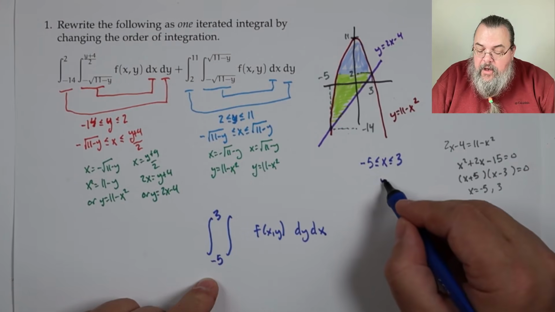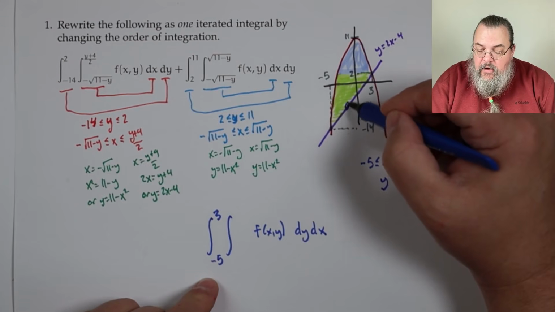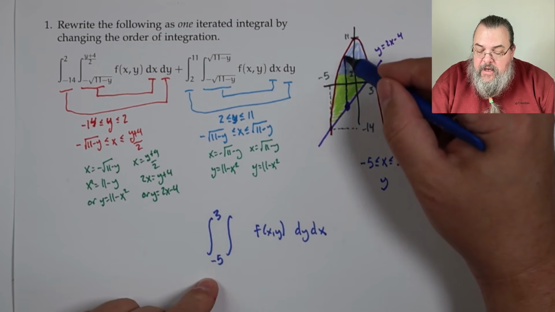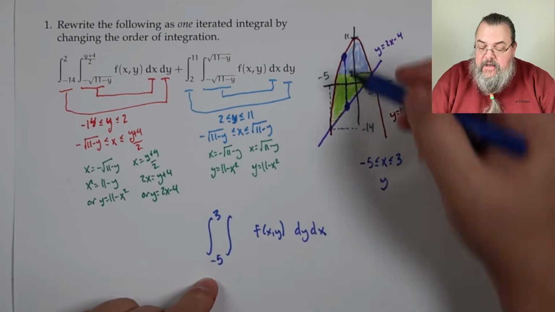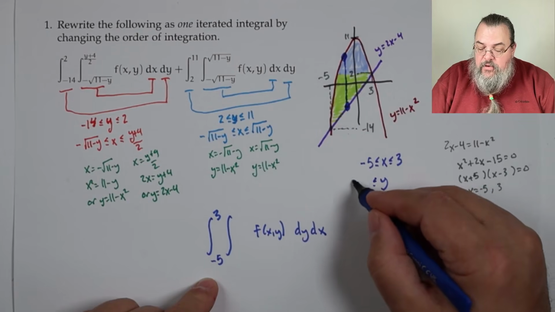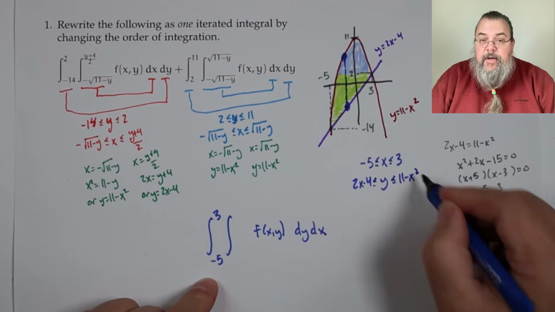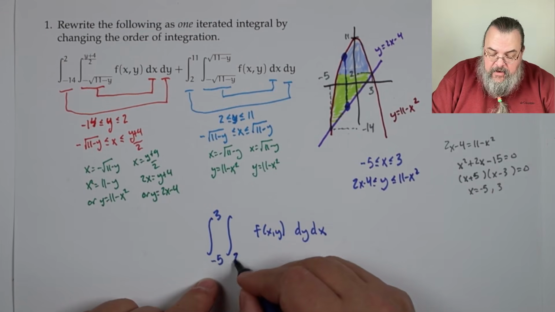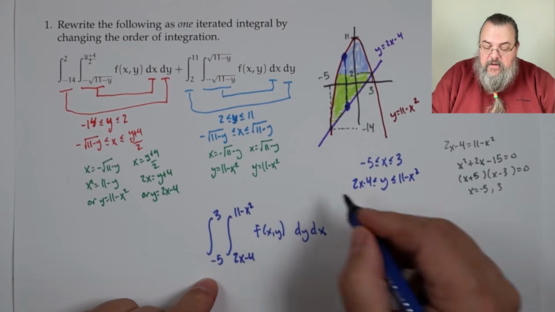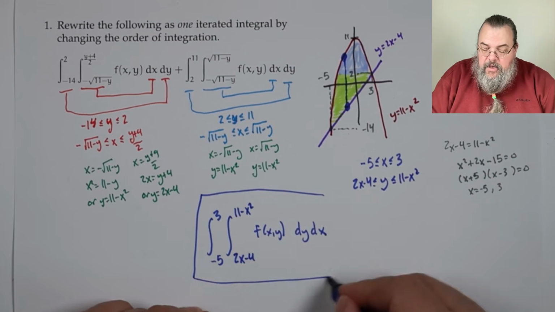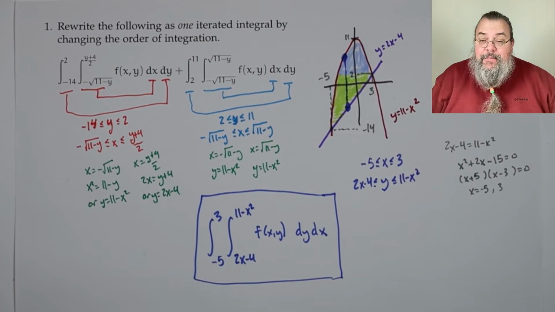Now, where does the y go from? Well, for a given x, we're going to run from the line to the parabola. So low to high, which means 2x minus 4 to 11 minus x squared. And that's our y bounds. And we're done. We can't integrate this. We don't know the function. It's about setting it up.